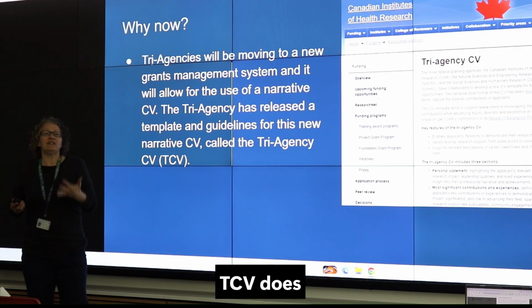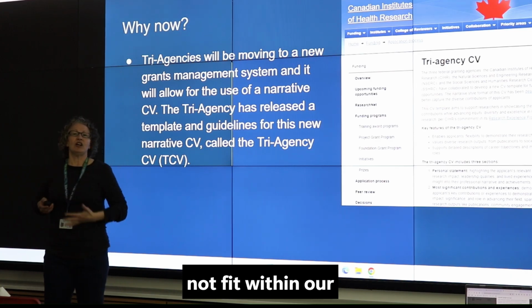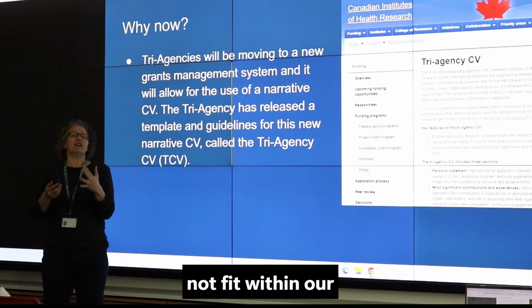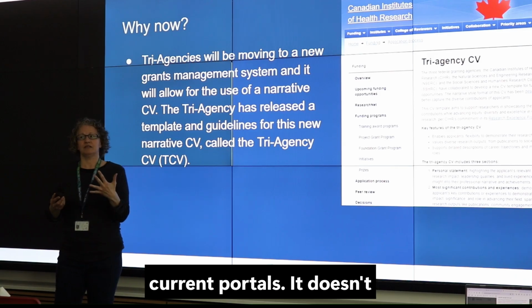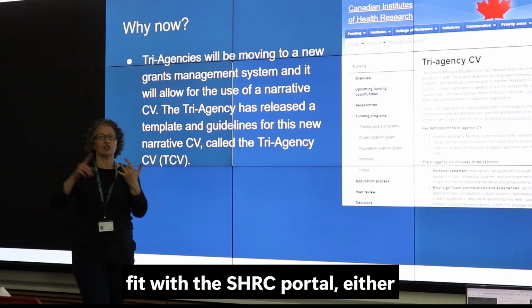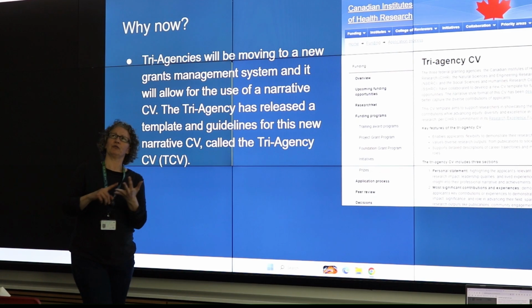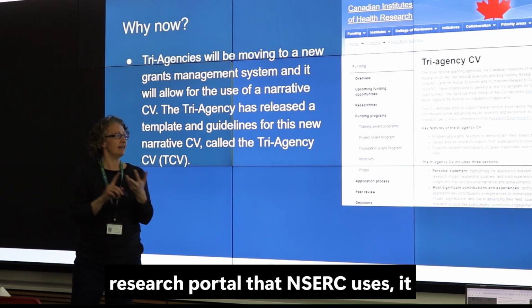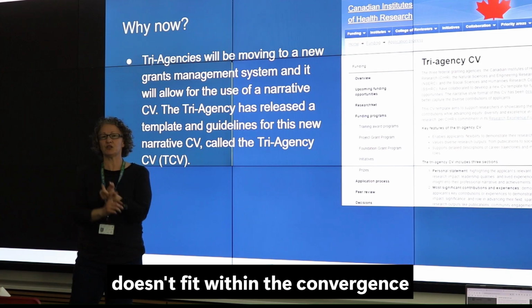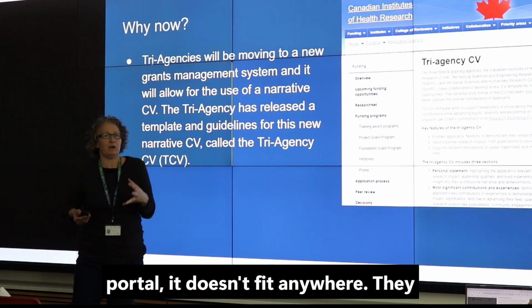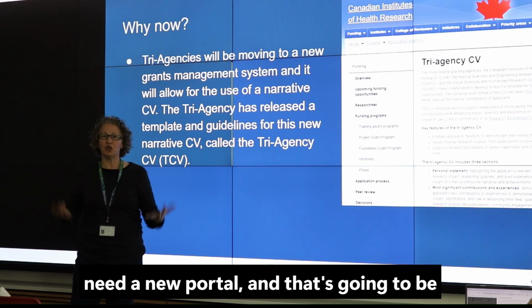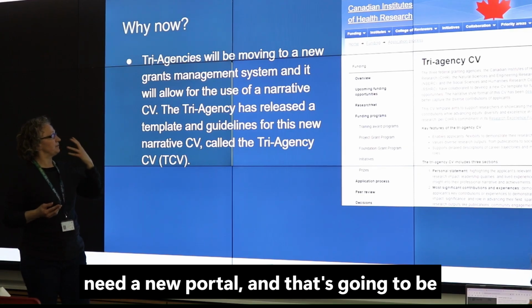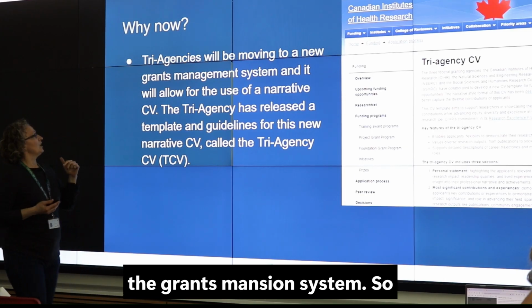The TCV does not fit within our current portals. It doesn't fit with the SSHRC portal. It doesn't fit within the research portal that NSERC uses. It doesn't fit within the Convergence portal. It doesn't fit anywhere. They need a new portal, and that's going to be the grants management system.